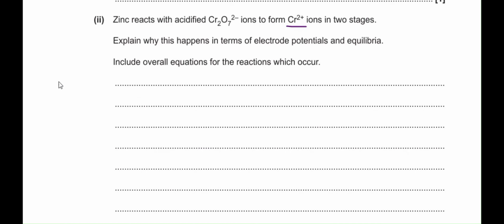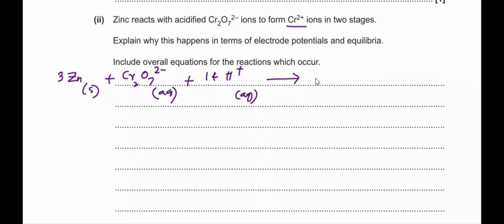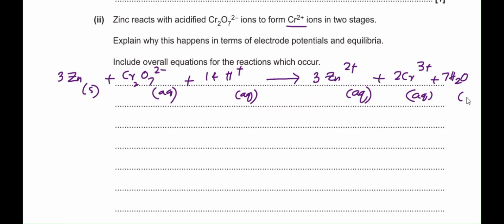So, writing them after multiplying the first equation by 3, we get 3Zn (s) plus Cr2O7 2- (aq) plus 14 hydrogen ions (aq), they give 3Zn2+ (aq) plus 2Cr3+ (aq) plus 7 H2O (l). This is the first stage of the reaction.